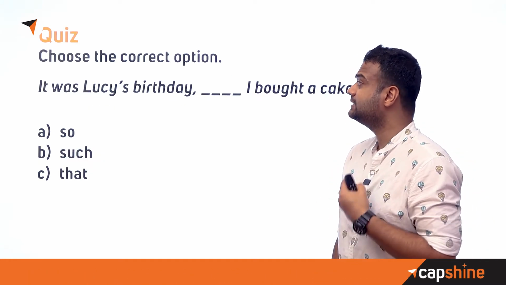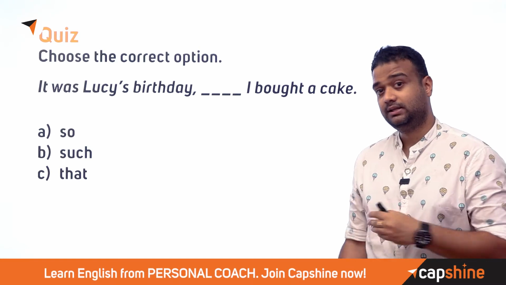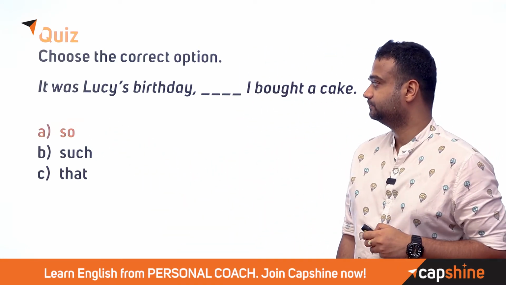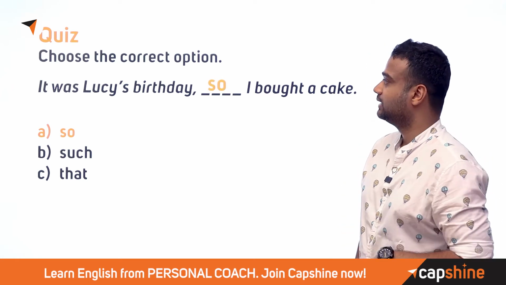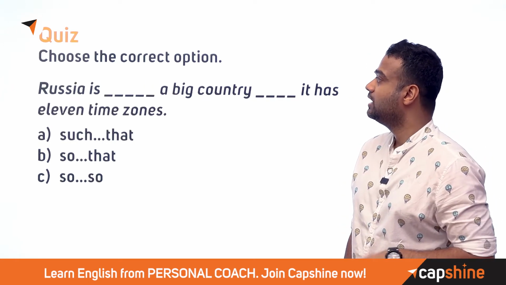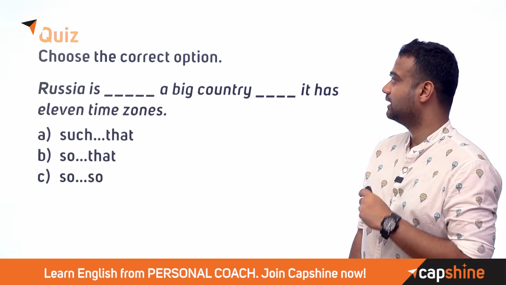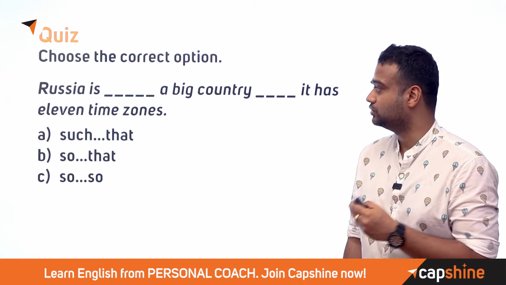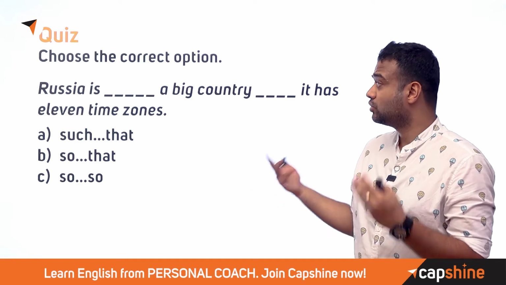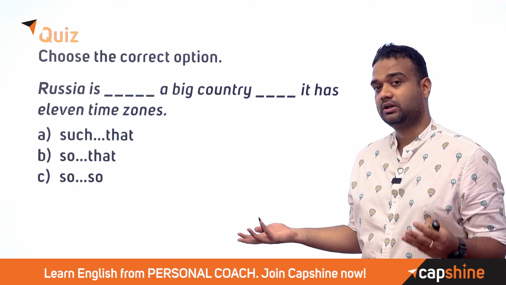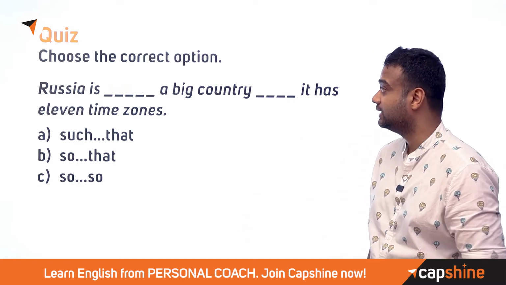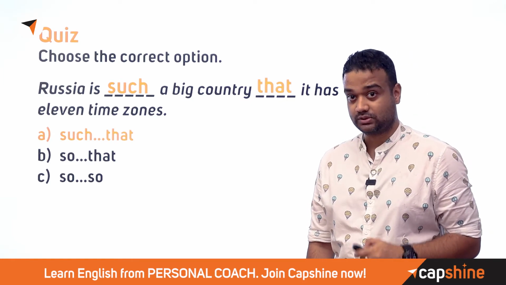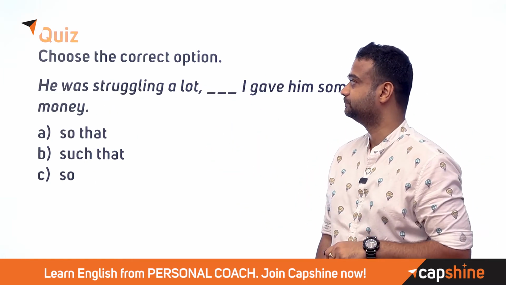It was Lucy's birthday, blank, I bought a cake. This should be obvious. So I bought the cake. Perfect. And finally, Russia is blank, a big country, blank, it has 11 time zones. Is it so a big country or such a big country? Of course, it is such a big country, and there you have it. Such a big country that it has 11 time zones. And of course, it is such a big country.